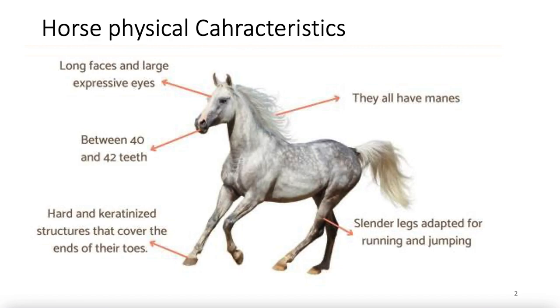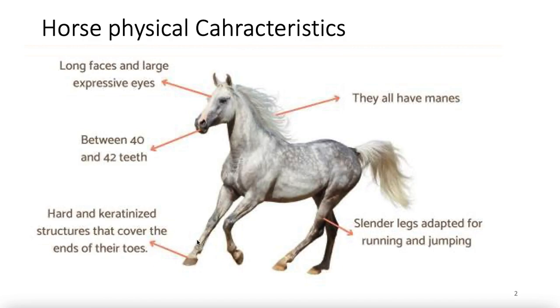because of these expressive eyes, the horse can see all around, apart from the back. Both on the left side and right side, it can detect its predator or any danger. So it has this quality because of the expressive eyes. And if we talk about the number of teeth, normally they have 40 to 42 teeth.